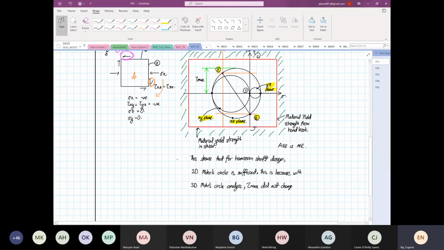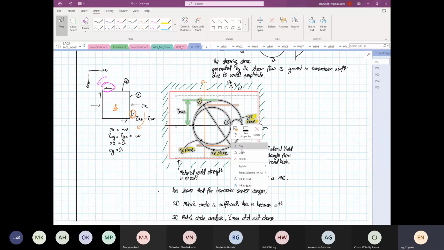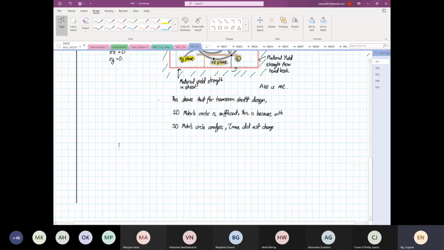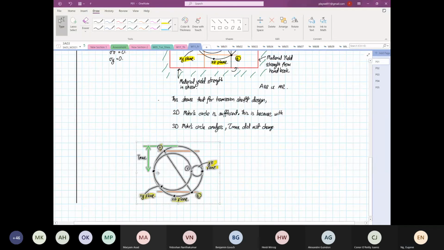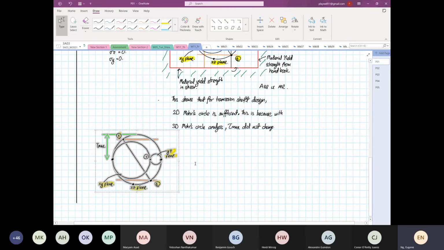So now I'm going to copy this circle. The next step, what I'm going to do now is, wait, let me draw my axis first. I forgot my axis, sorry.